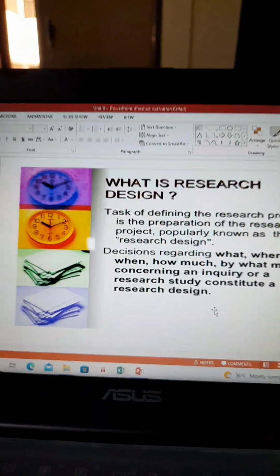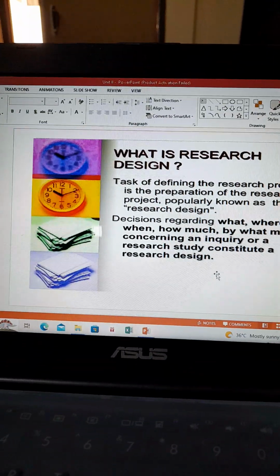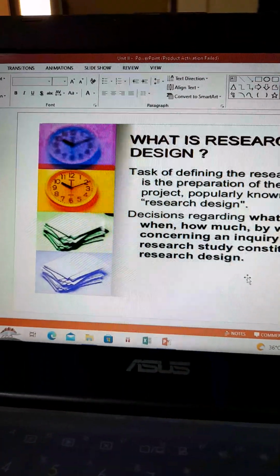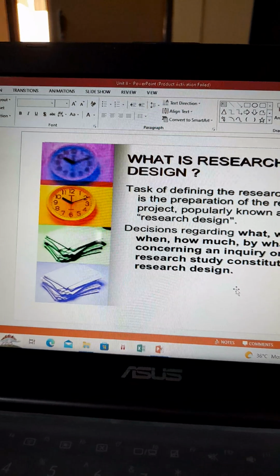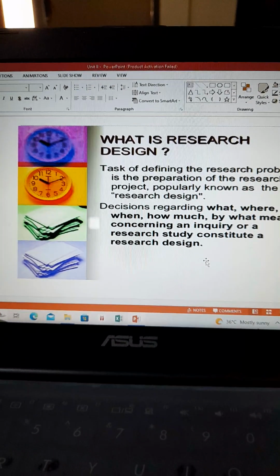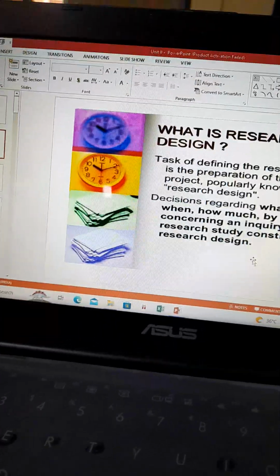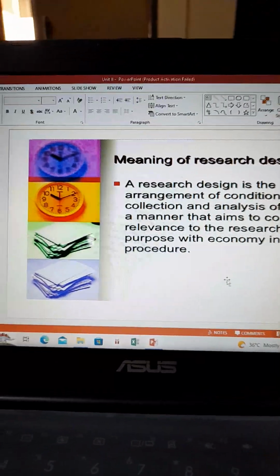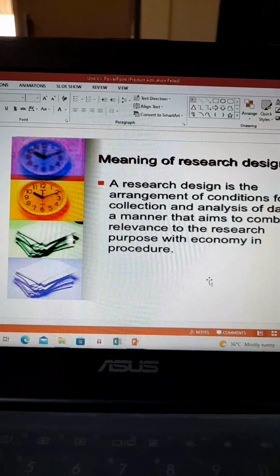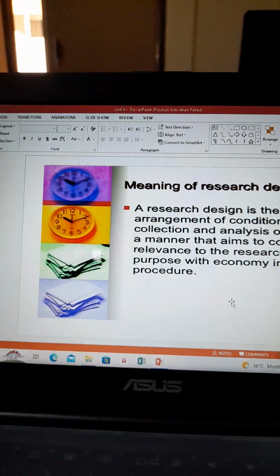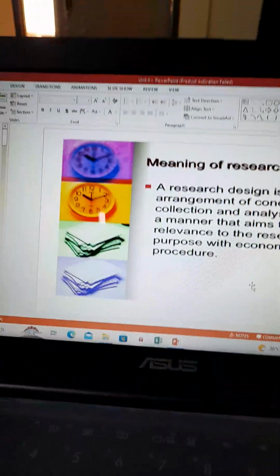The task of defining the research problem in the preparation of the research is popularly known as research design. The decisions regarding what, where, when, how much, by what means concerning an inquiry or a research study constitute a research design. Now let us see the meaning of research design. A research design is the arrangement of conditions for collection and analysis of data in a manner that aims to combine the relevance of the research purpose with the economy in procedure.